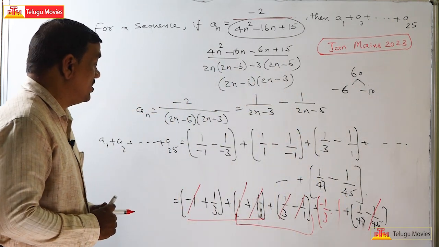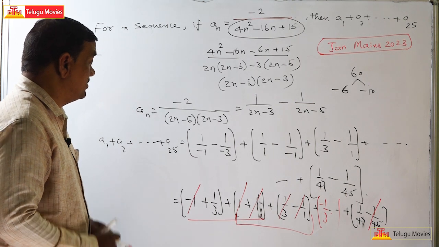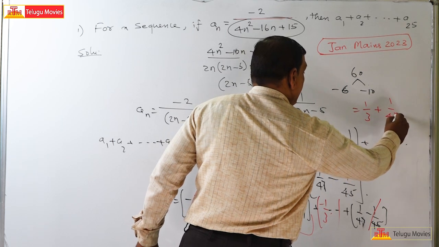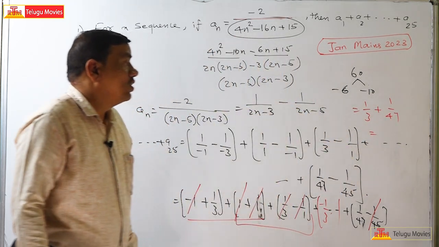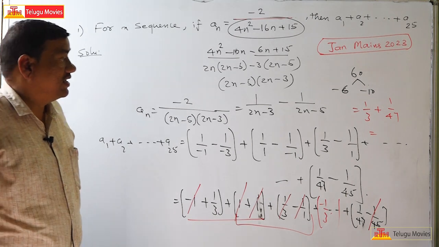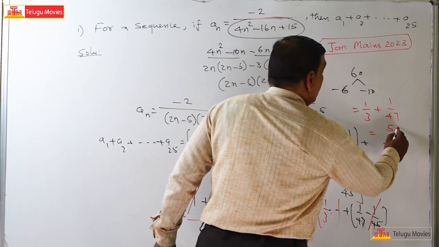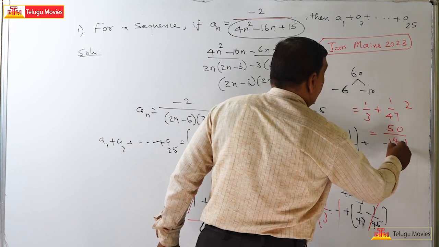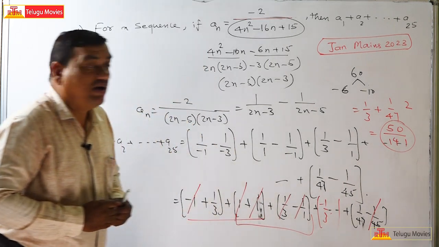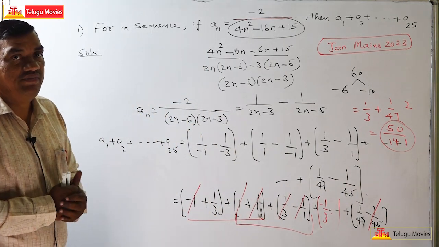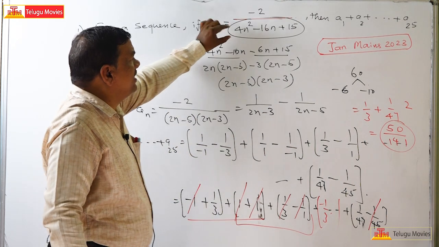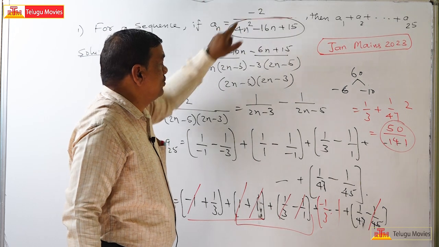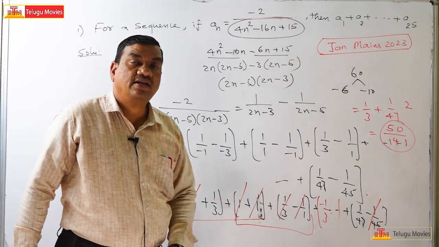Ultimately, the terms that remain are 1 by 3 plus 1 by 47, and it is equal to 50 by (3 × 47), 47 threes are 141. So 50 by 141 is the correct answer. The only thing remaining is to factorize this, observe that the difference of these two terms is -2, and write the remaining calculation.